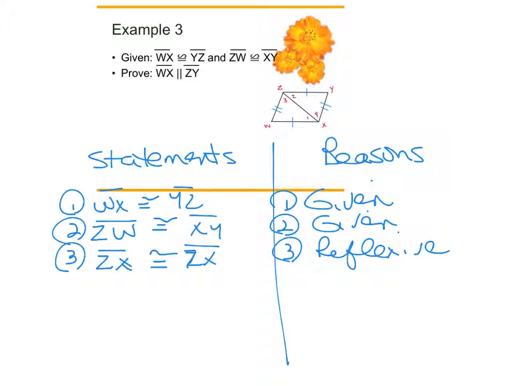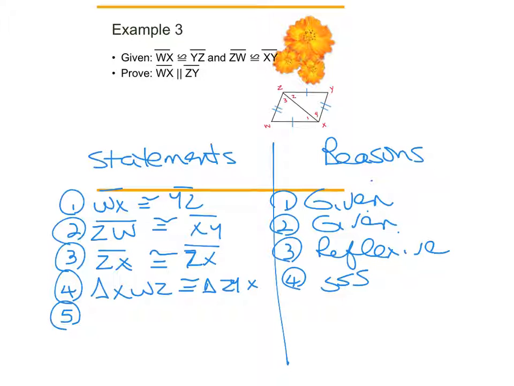Next, we're going to state the shortcut. So we're going to state that triangle XWZ is congruent to triangle ZYX, and again, that was side, side, side. Fifth statement. What do you think I need to do?